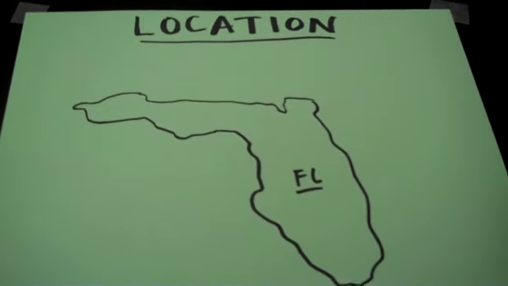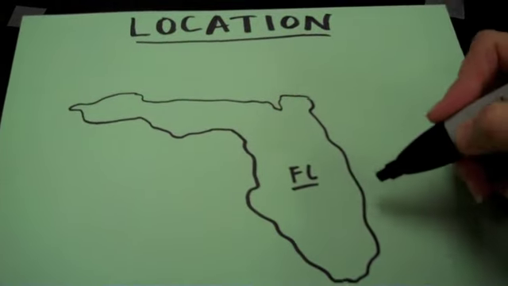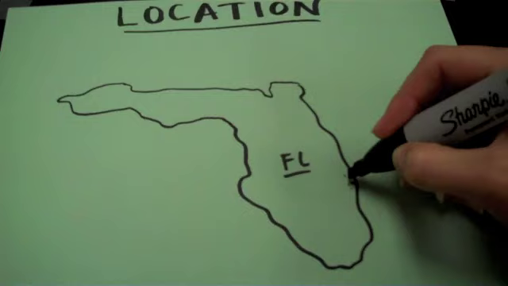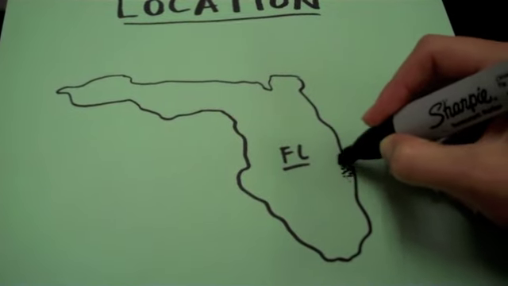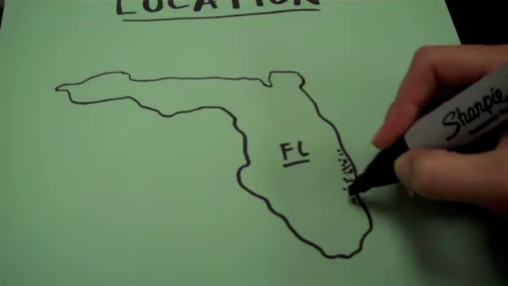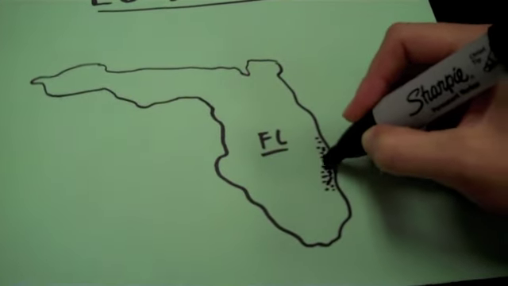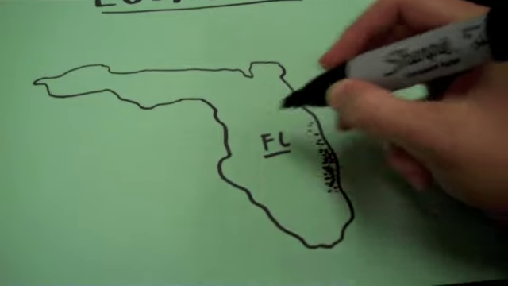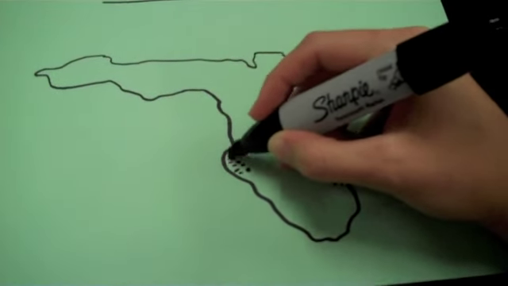A big thing that has to do with location in Florida, we already kind of talked about, but people want to live along the coast so they can be located close to the beach. They like the beach. So they might move and be more densely populated along the beach.